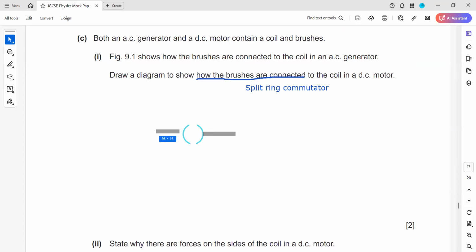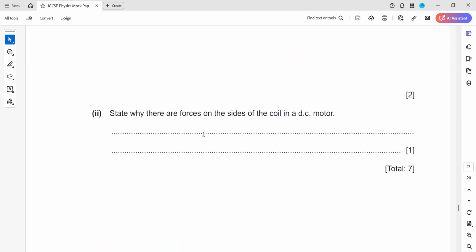So there should be a gap between the, and then these are the carbon brushes. And always a label diagram. So this is representing the split ring commutator and this is a carbon brush. The main difference is split ring commutators and slip rings in the AC generator and DC motor, as well as another one: a DC motor is having a supply, but an AC generator does not have any supply. Like we produce electricity by a generator.